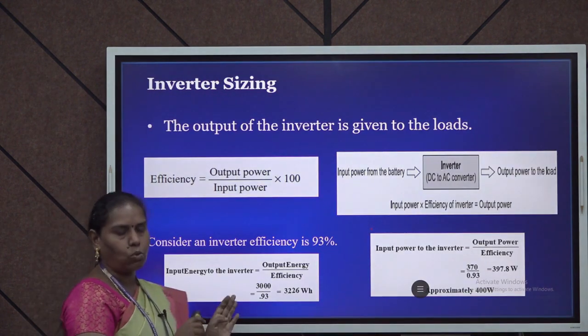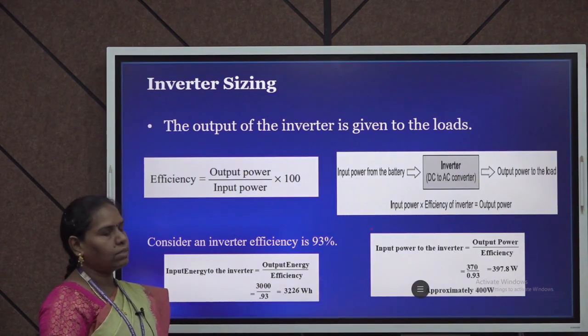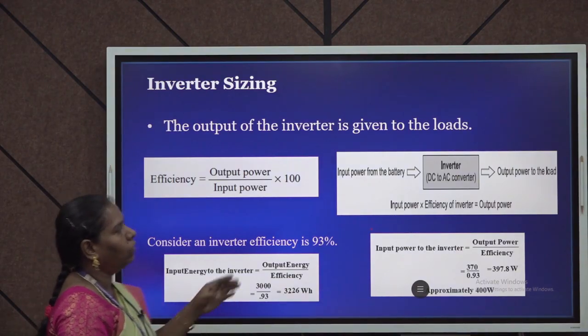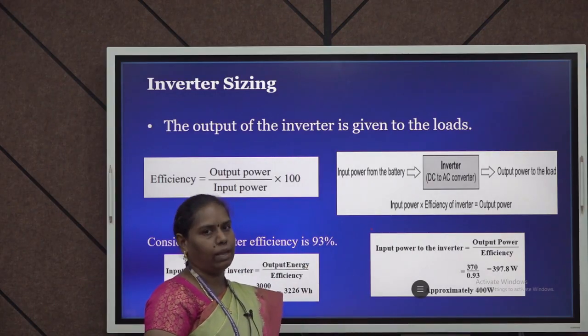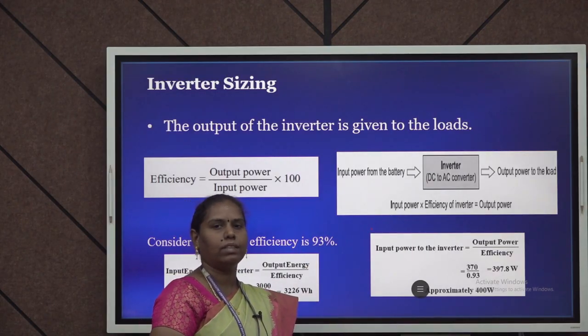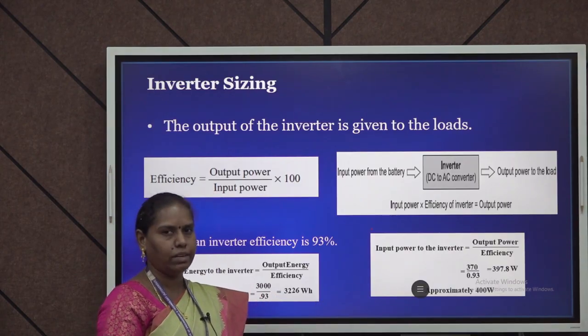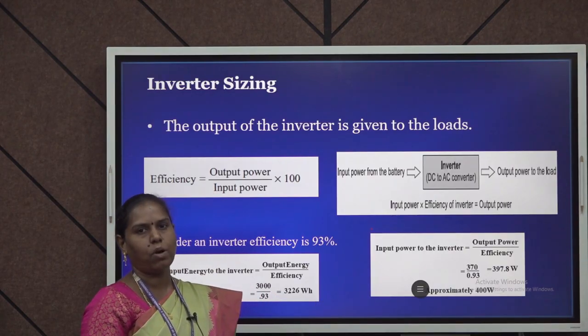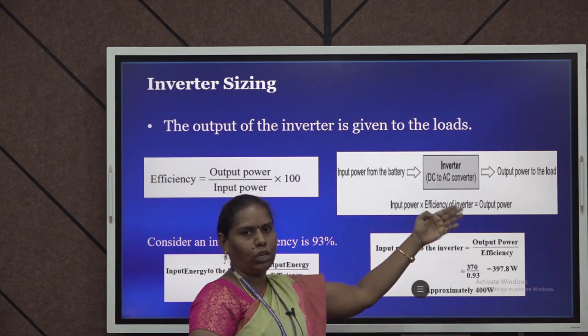Next is sizing. Once we have found the load estimation, then we go with inverter sizing. We know that an inverter is a device which converts DC power to AC. Since in our home we are utilizing AC driven loads, but the power generated from the solar PV system is DC in nature, we have to convert the DC power to AC with the help of an inverter. So, the inverter output is given to the load.